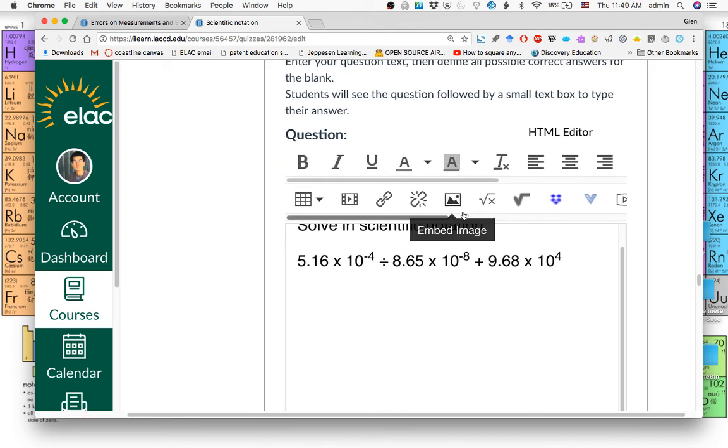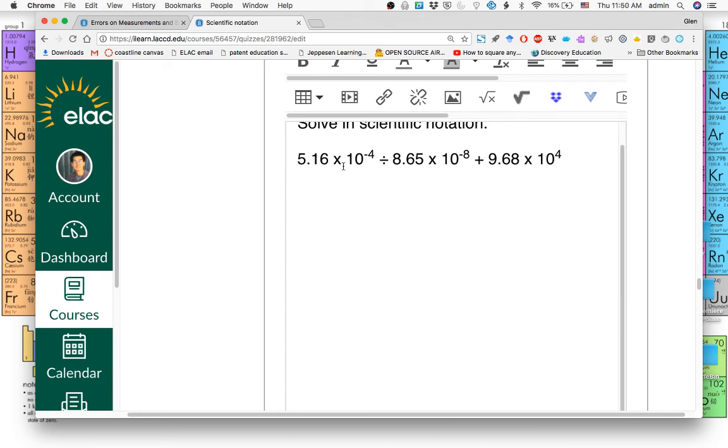So when you do 5.16 times 10 to the negative 4 divided by 8.65 times 10 to the negative 8, that is the division problem in this whole line. Now, this whole calculation has division and addition. But remember, when you count significant figures, there are different rules for multiplication and division compared to addition and subtraction. So that means instead of settling the significant figures at the end, you need to settle it after you finish the division. So let me show you what I mean.